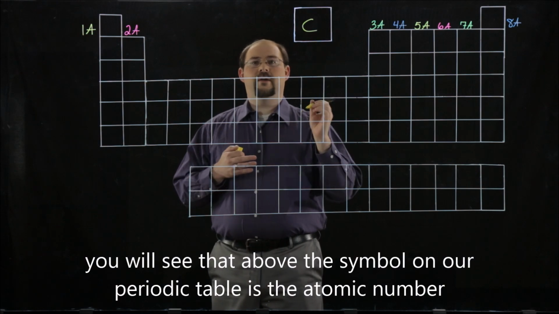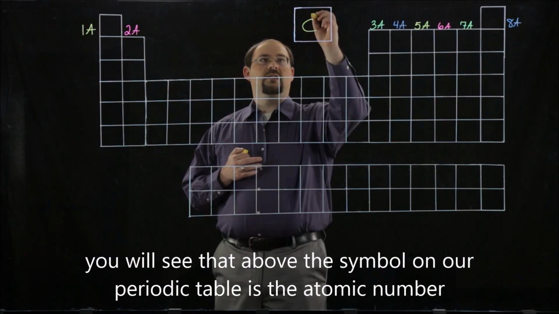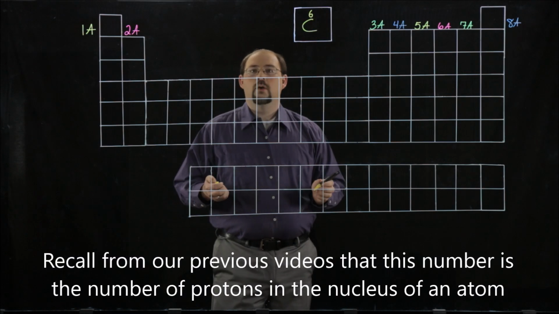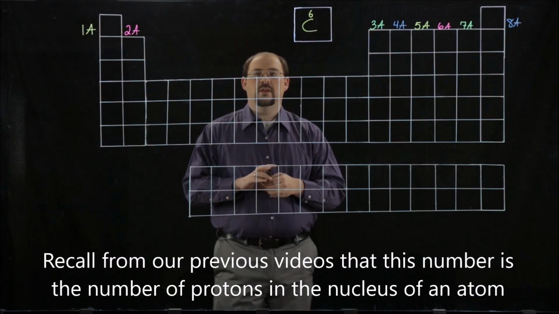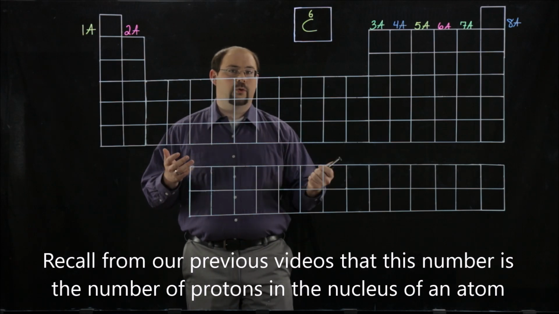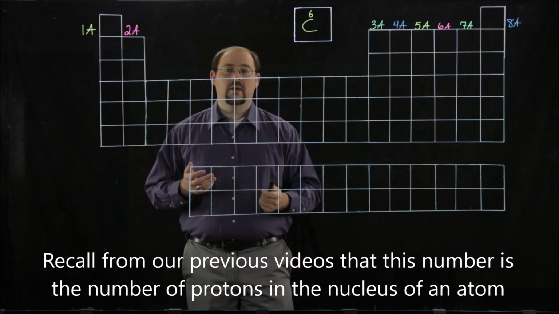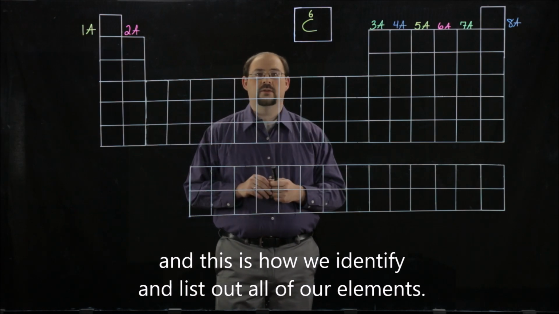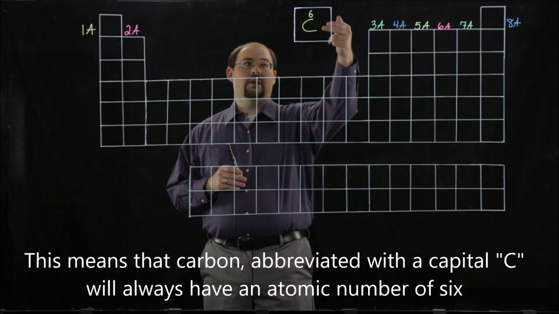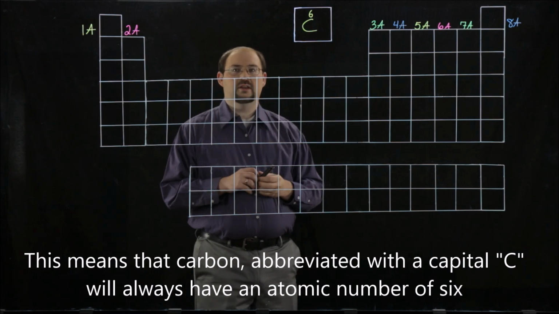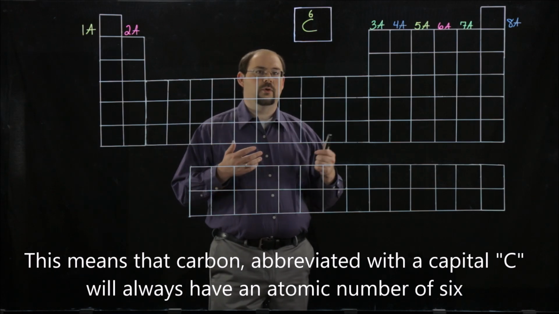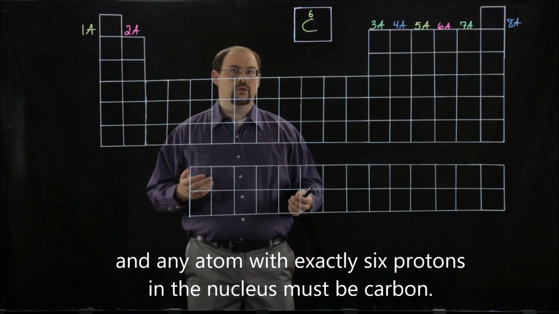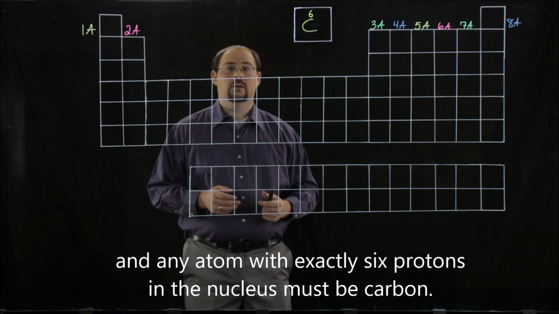you will see that above the symbol on our periodic table is the atomic number. Recall from our previous videos that this number is the number of protons in the nucleus of an atom, and this is how we identify and list out all of our elements. This means that carbon, abbreviated with a capital C, will always have an atomic number of 6, and any atom with exactly 6 protons in a nucleus must be carbon.